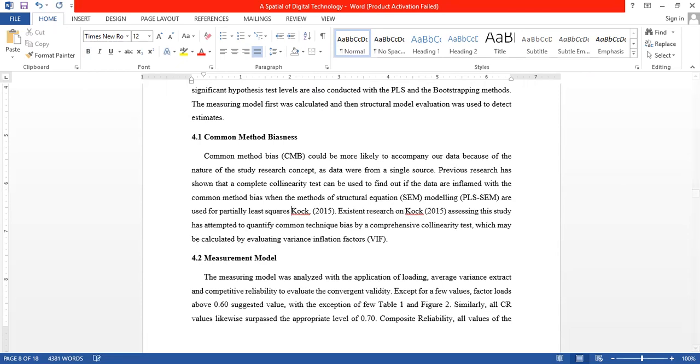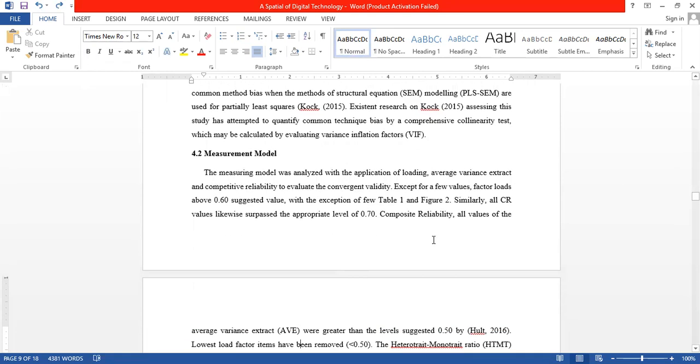So it was my mistake, which I am going to correct. Okay, as you can see, I have corrected the reference which was given. And after that, you will write about what type of measurement model you used and how you conducted the results. As here I have mentioned in brief, the measurement model was analyzed with the application of loadings, average variance extracted, and composite reliability to evaluate the convergent validity. You will briefly discuss composite reliability, all types of discussion.